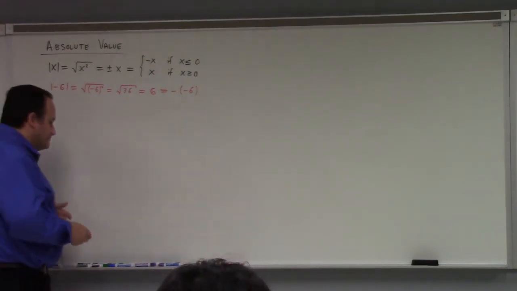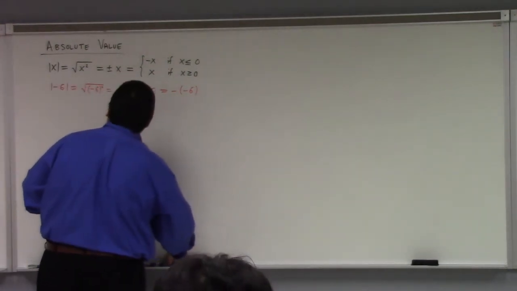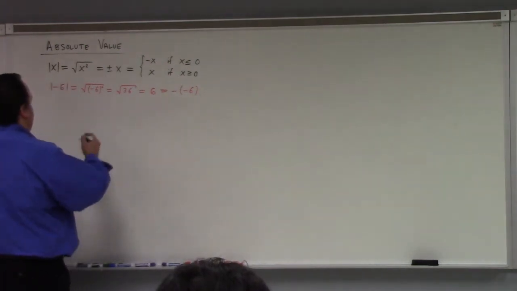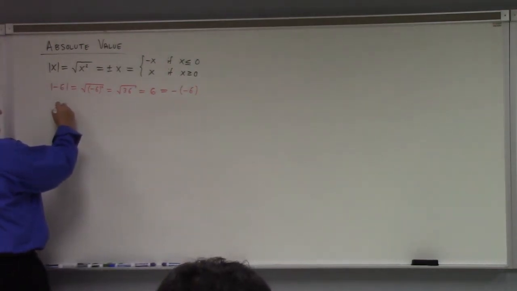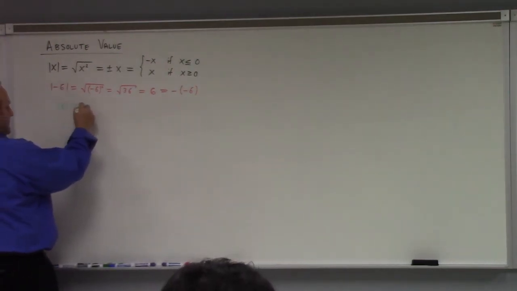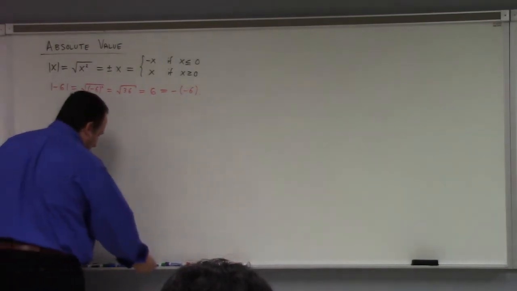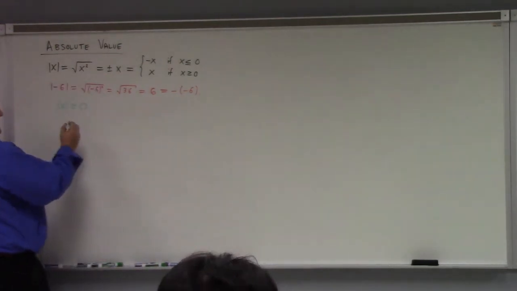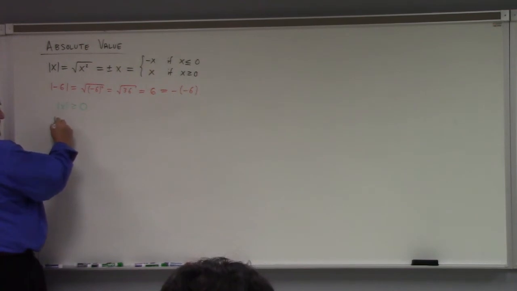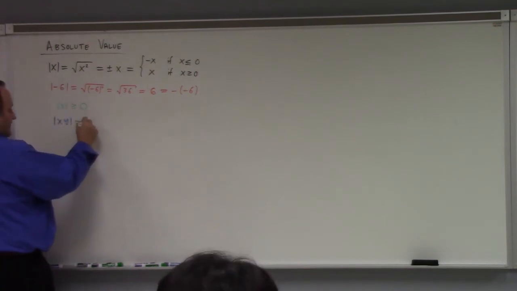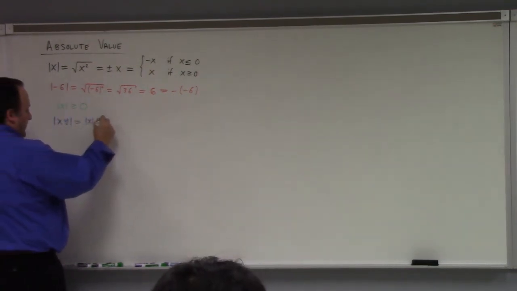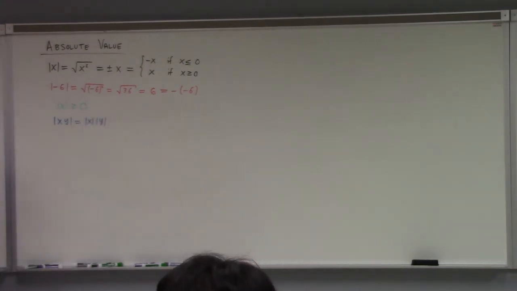Okay, so one of the critical features here is that the absolute value of x is greater than or equal to 0. That's actually pretty much the key feature of absolute value is just that right there. What are other properties of absolute value? I'll just mention this right now. We have that the absolute value of x times y is the absolute value of x times the absolute value of y, right? You can prove that the absolute value of a product is the product of the absolute values.